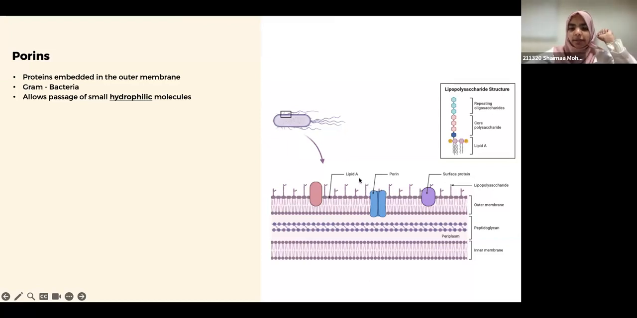And porins have a very important function. What do you guys think? Do you guys remember an important function of porins? It's considered a virulence factor.